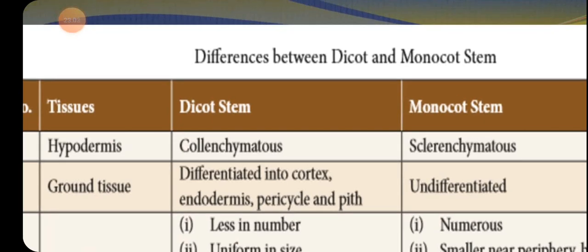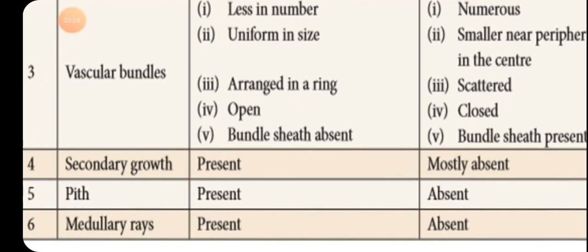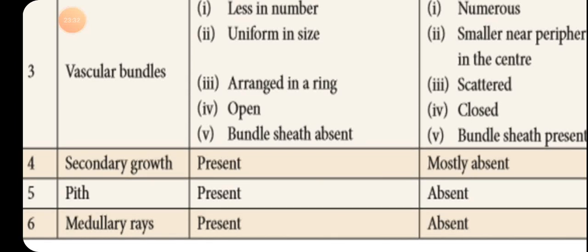Then ground tissue. In the dicot stem, the ground tissue is made up of cortex, which is upper cortex, middle cortex, inner cortex, and the endodermis and pericycle. This type of differentiation is present in the dicot stem. But in the monocot stem, there is no differentiation of cortex, endodermis, pericycle and pith. Then vascular bundles. In the dicot stem, all the vascular bundles are arranged in a round structure attached to the endodermis, so they are fewer in number. But in the monocot, vascular bundles are scattered here and there, so they are numerous.